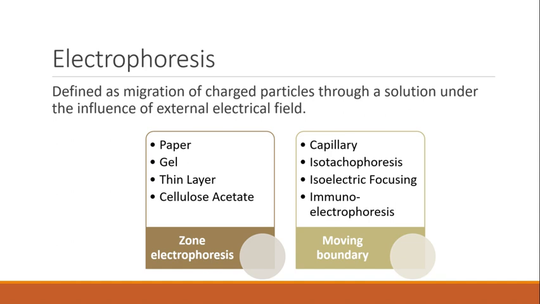Now in zone electrophoresis, you have paper, gel, thin layer, then cellulose acetate forms of medium, wherein we can transfer the charges from the compound to the medium. In the moving boundary, you have capillary electrophoresis, isotachophoresis, isoelectric focusing, immunoelectrophoresis, and things like that.